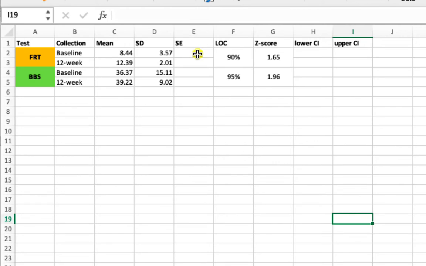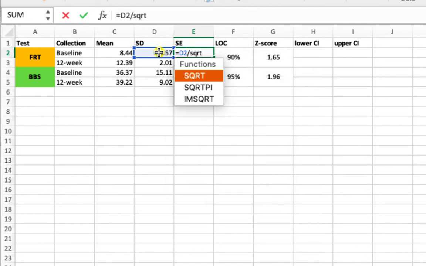When we calculate our confidence intervals, we need to have the mean plus or minus the standard error times the z-score that's associated with our level of confidence. The only thing that we don't have for that formula so far is our standard error. And we can calculate standard error by looking at the standard deviation divided by the square root of our sample size, which we noted was 20.